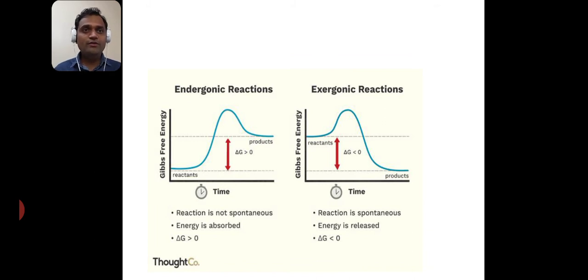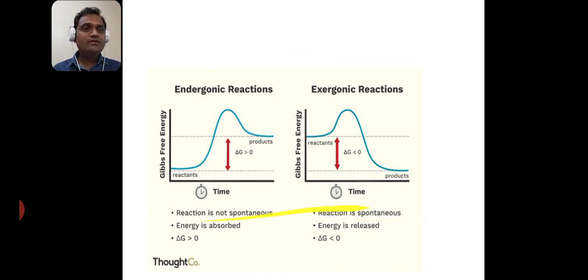And in the case of an exergonic reaction, if you look at this graph, the energy of the reactant is greater than the free energy of the product. So when we take the difference, that delta G will be less than 0, because the free energy of the product is less than the free energy of the reactants. Okay, so as delta G is less than 0, the reaction is spontaneous, and as the energy of the reactant is greater and the product is less, energy is released in such a reaction.